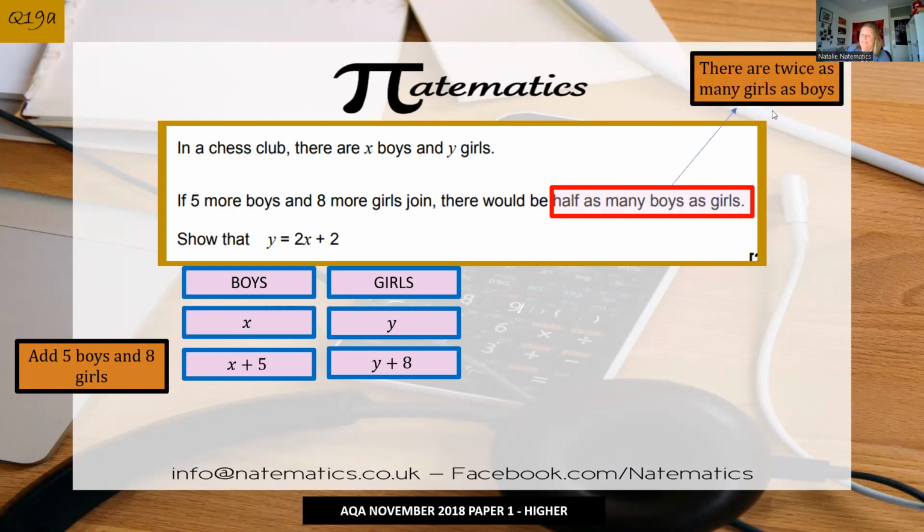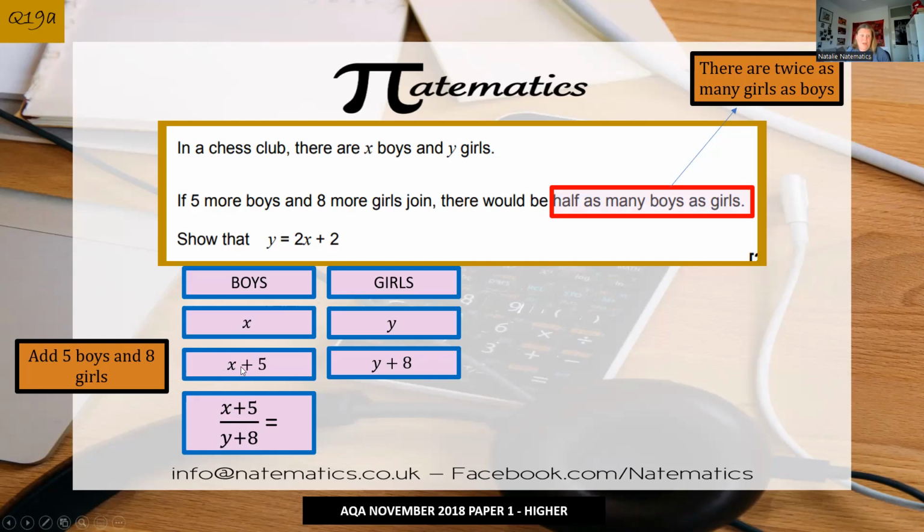Now, I've just put here, there are twice as many girls as boys. That's another way of turning that round. So it's half as many boys as girls. Let's just say there's 10 boys. That would mean there are 20 girls. So how can we show that with what we've got here? Well, let's think about it. Let's just say this is 10. We don't know what it is yet, but if this was 10, then that must be 20.